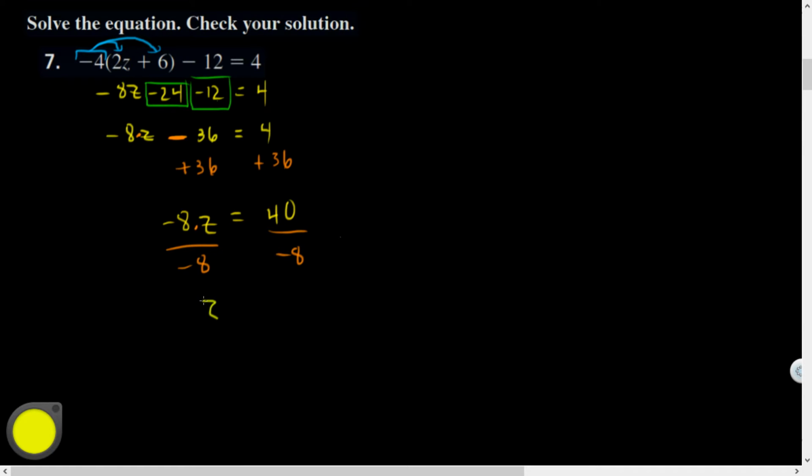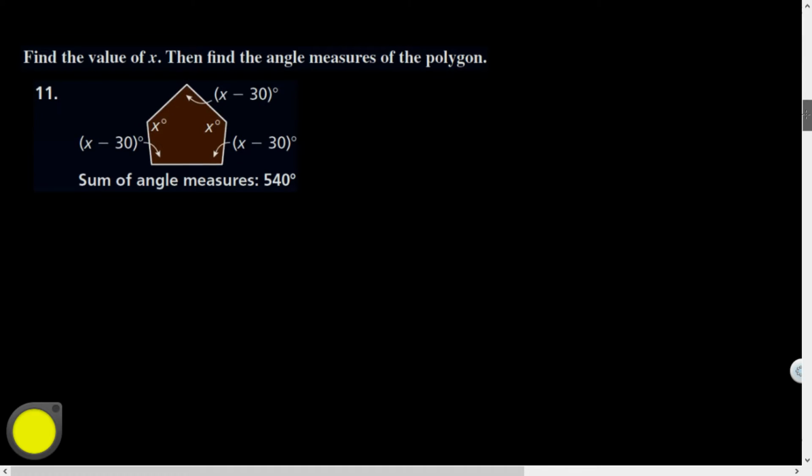Thank you. Z equals -5 is what I end up getting. I won't take the time to do the check because I want to move on and make sure we get plenty of these examples in here.